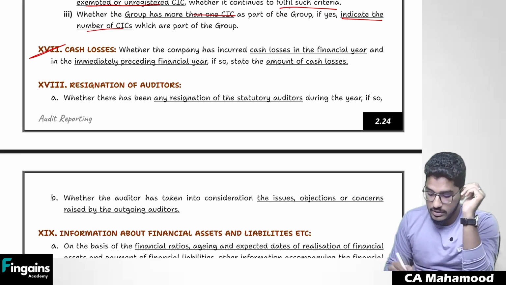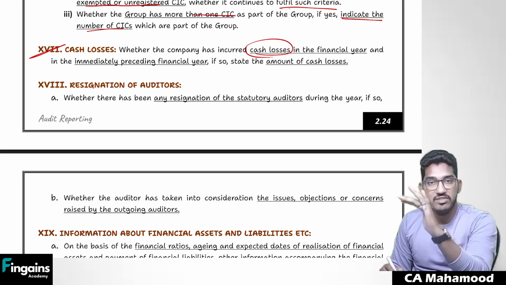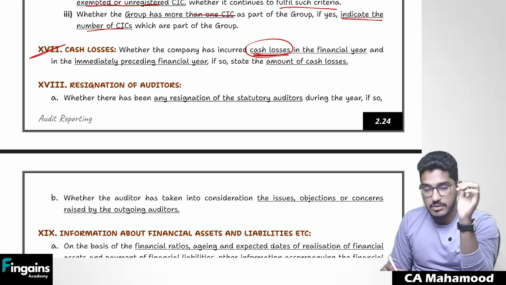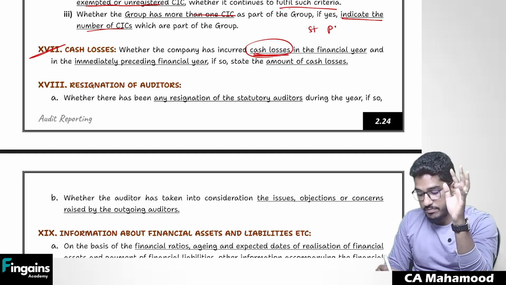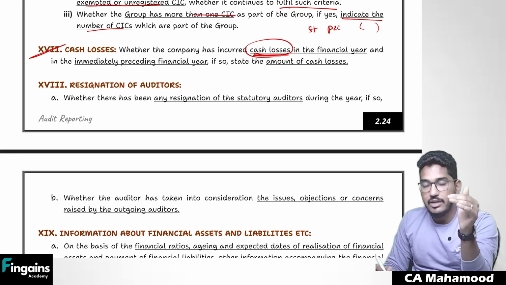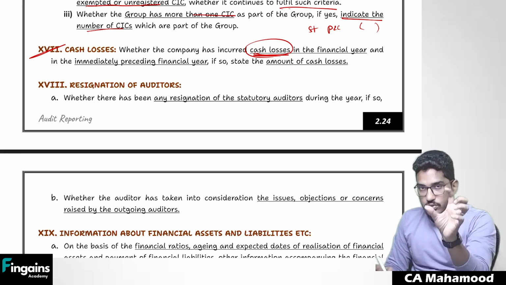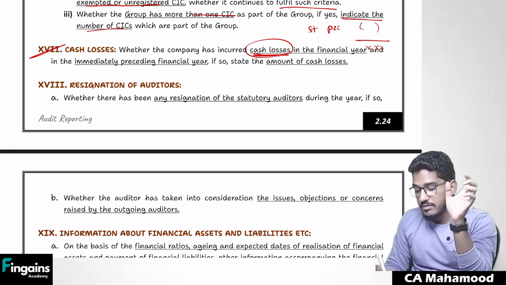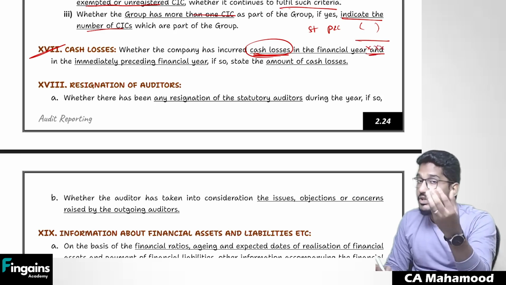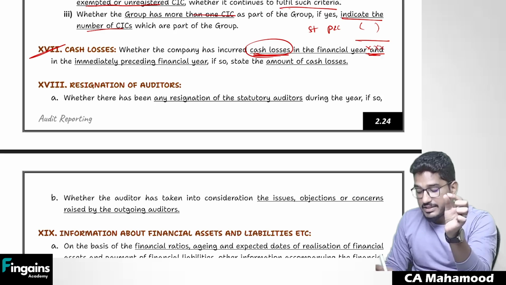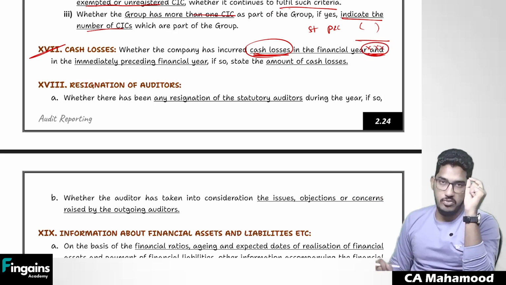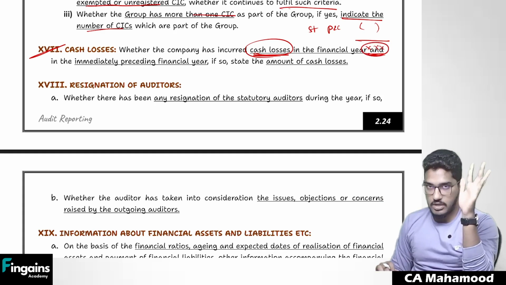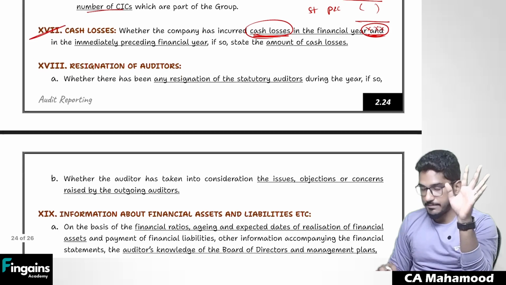Sir, what is cash loss? Will it be equal to the loss as per the statement of P&L? No. Cash loss is something which you have to calculate separately. You have to take profit or loss as per the statement of P&L, and you have to add back non-cash expenses and reduce non-cash incomes. The balancing figure you get will be either a cash profit or loss. In case it is a cash loss, both in the current year as well as in the previous year, mention that amount of cash losses in your CARO report under clause number 17.